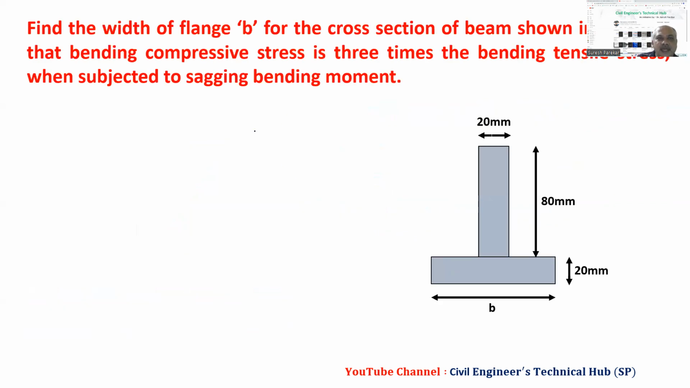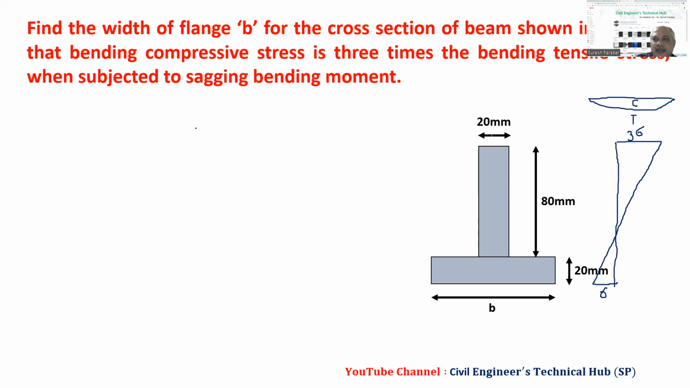That is, find the width of flange B for the cross section of the beam shown in the figure such that bending compressive stress is 3 times bending tensile stress when subjected to sagging bending moment. Sagging means we have again a beam, simply supported, and we have top compression, bottom tension. Therefore we will draw this diagram. In this diagram, we have compression 3 times and we have tension 1 time. So if I write it as 3 sigma, and this becomes 1 sigma.